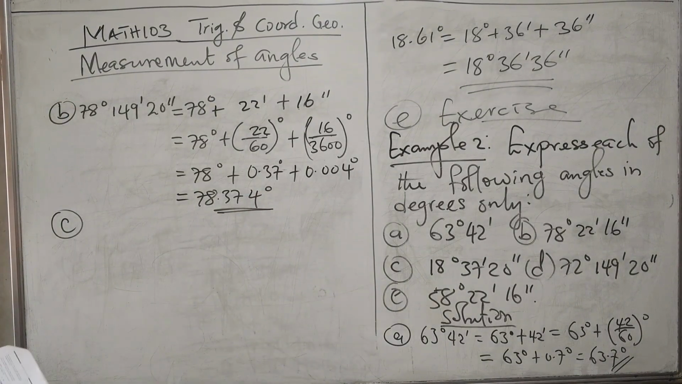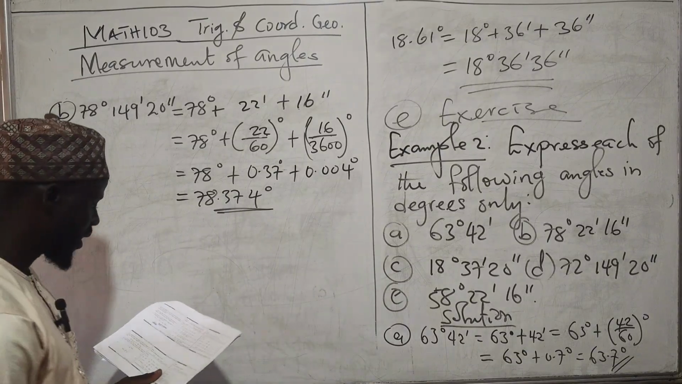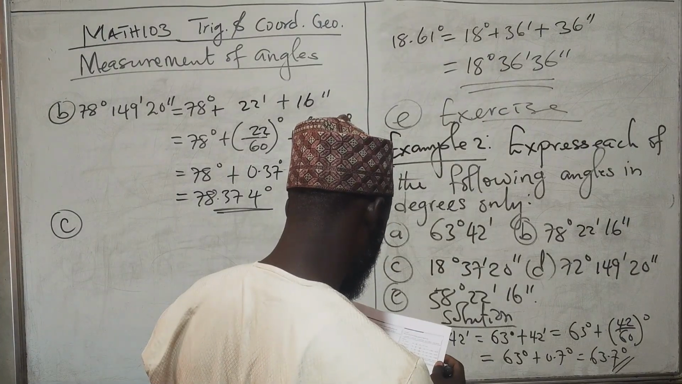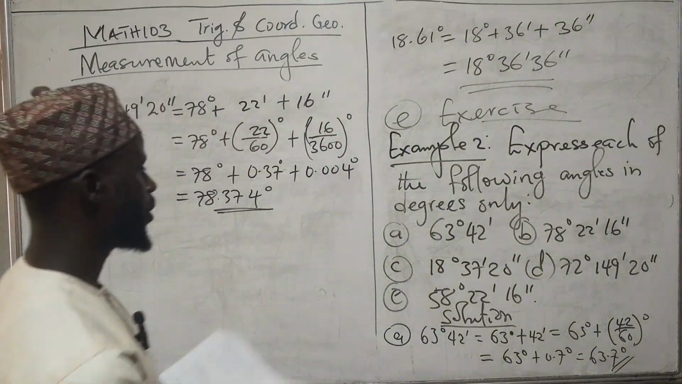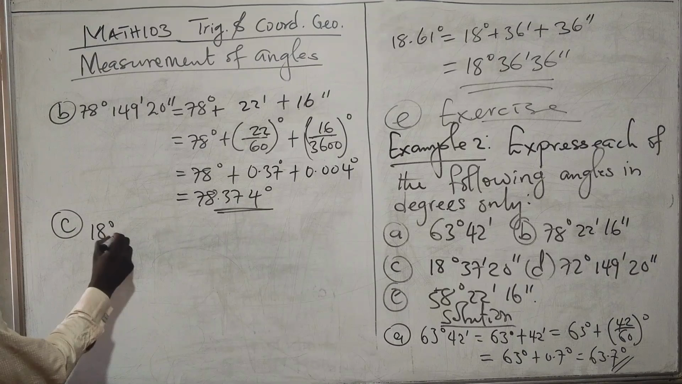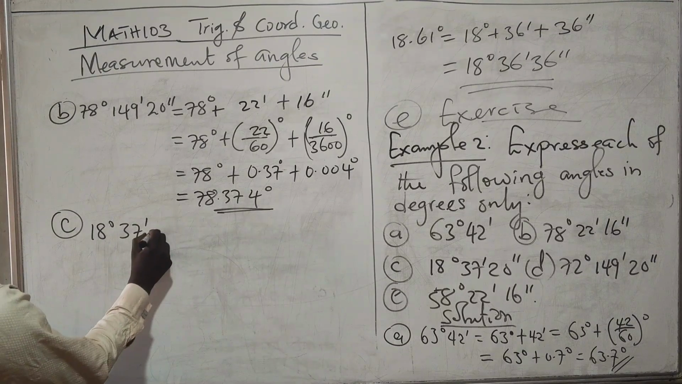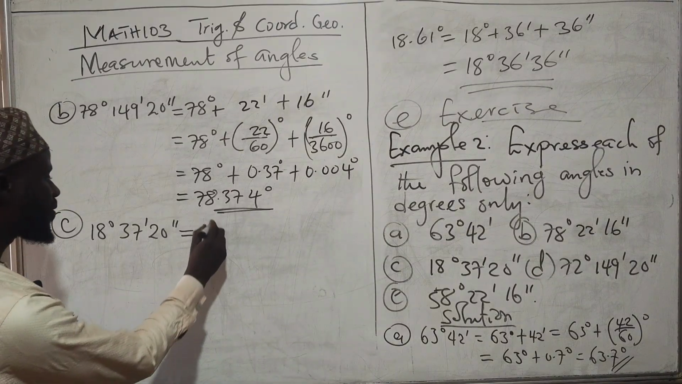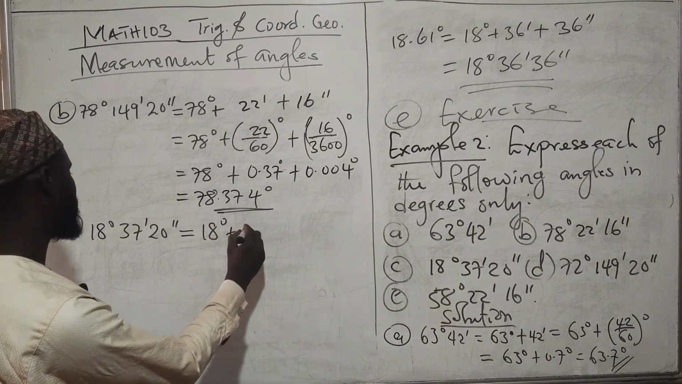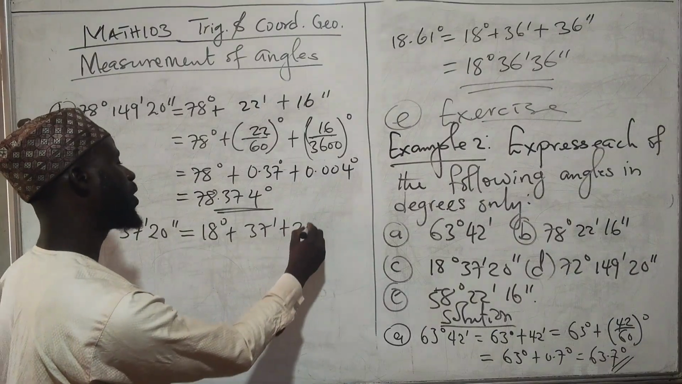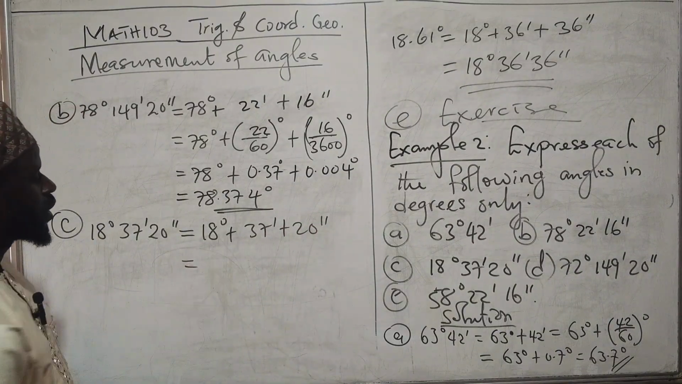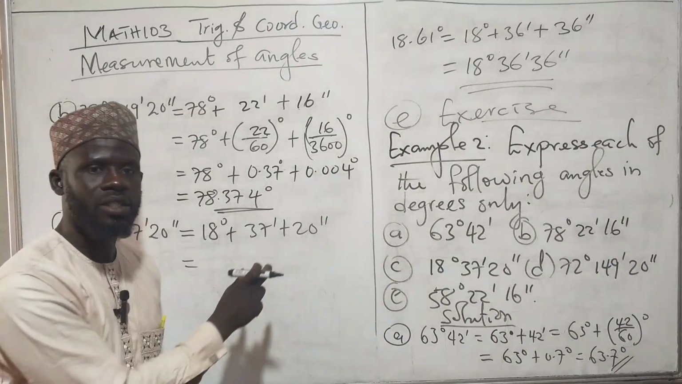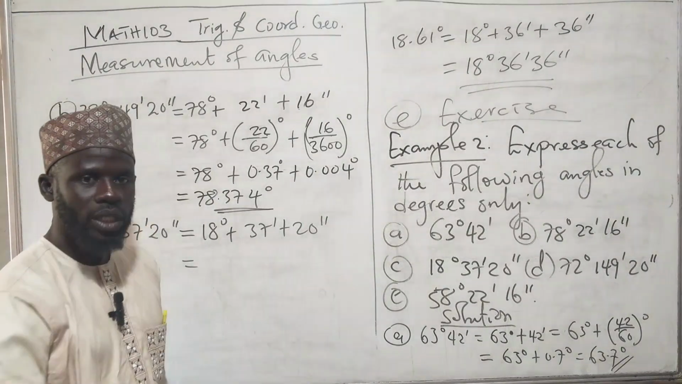So C. The C part of the question is saying, where are we? The C part is 18, 37, 20. Correct. So 18, 37, and then 20 seconds. So now we have 18 degrees plus 37 minutes plus 20 seconds. Now, our task here is just to convert 37 minutes to degrees, and then 20 seconds also to degrees.